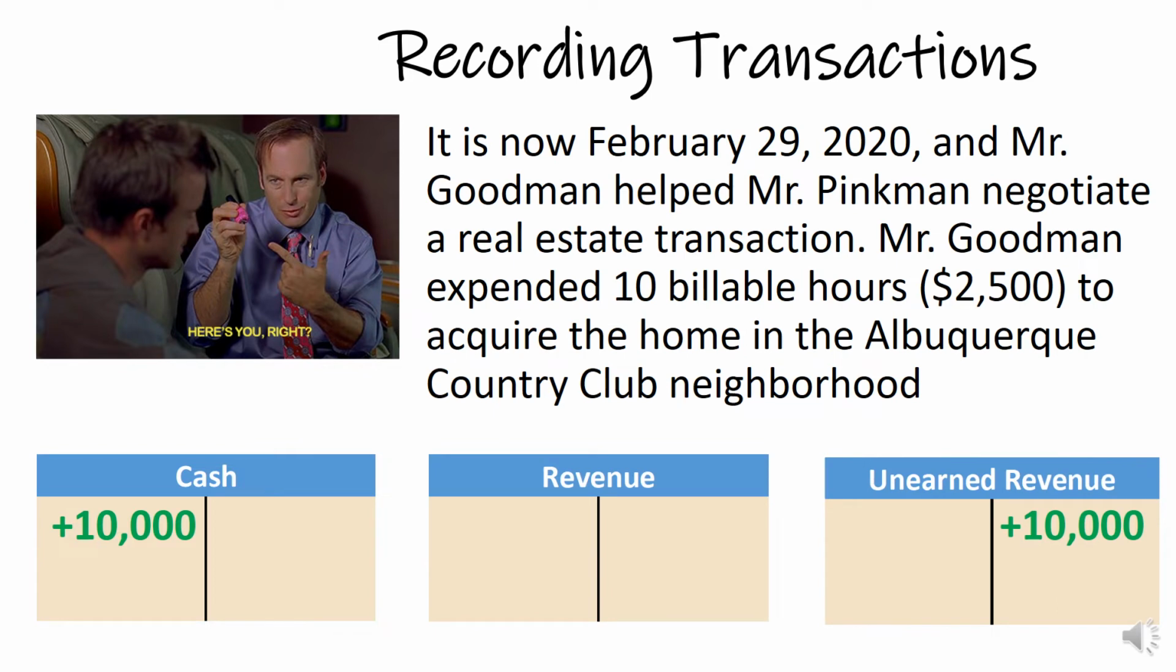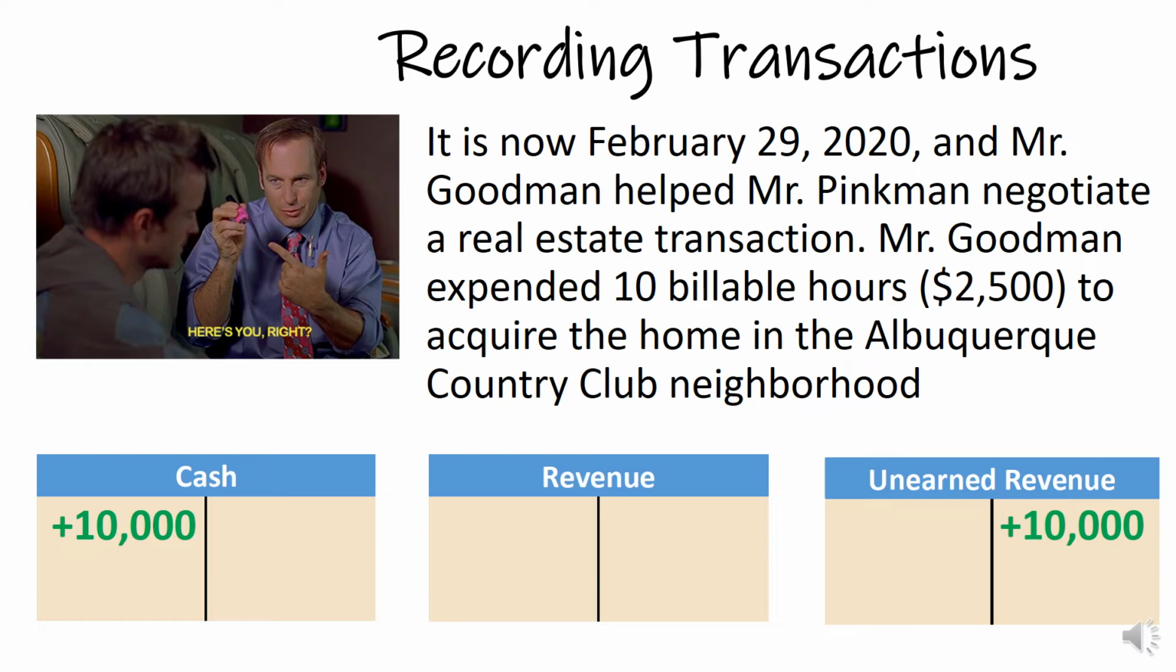What happens later on down the road when Saul Goodman has done the work? This is much later down the road, February 29th of 2020. And now Saul Goodman is helping Jesse Pinkman negotiate a real estate transaction. In negotiating this transaction, Mr. Goodman spent 10 billable hours and ended up acquiring the home that Jesse wanted in the Albuquerque Country Club neighborhood.